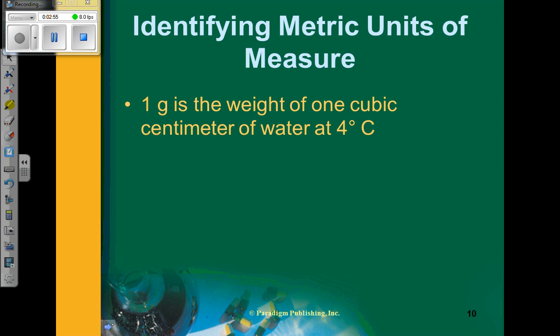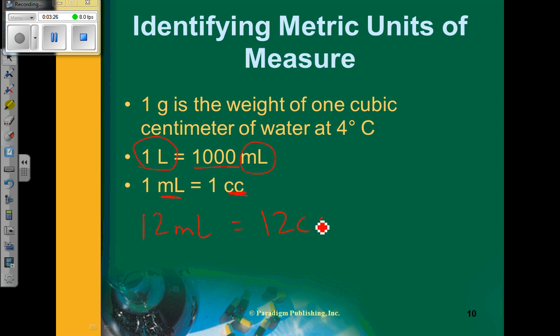So identifying metric units of measure, 1 gram is the weight of 1 cubic centimeter of water at 4 degrees Celsius. Another way to identify it is 1 liter. If you converted it over to milliliters, 1 liter equals 1,000 milliliters. Okay. With cc's, it is always the same as the milliliters. If you have 1 milliliter, it's going to be 1 cc. If you have 12 milliliters, it's going to also equal 12 cc's. If you have 110 milliliters, you're going to have 110 cc's.